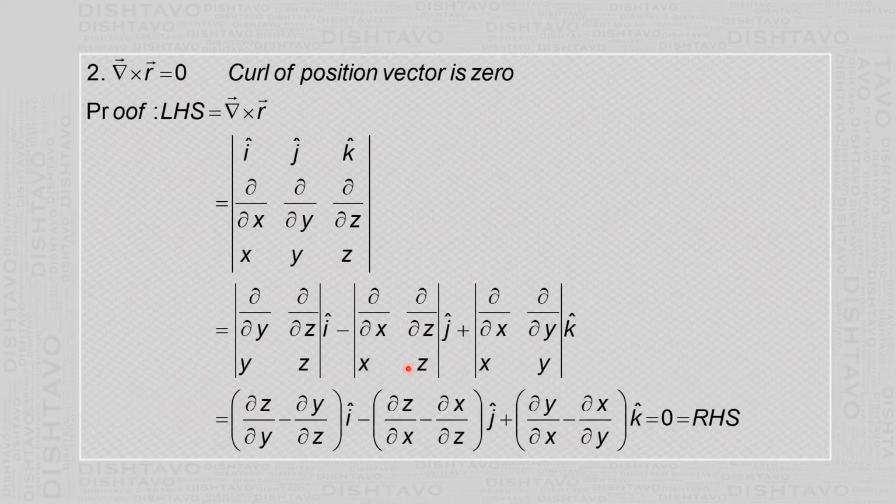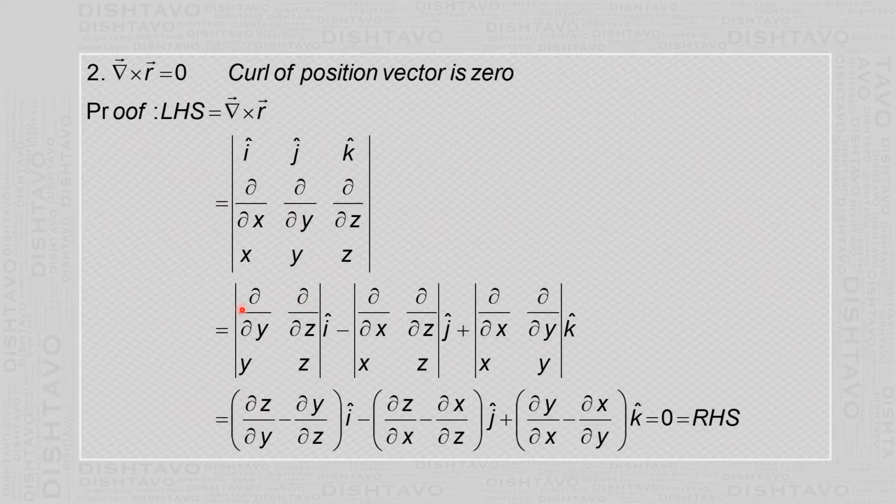Similarly, to find the 2 by 2 determinant whose multiple is k cap, cover the row and column containing k cap, and whatever remains, write in the same order in this 2 by 2 determinant. So its first row is dou by dou x, dou by dou y, and the second row is x, y. Next, evaluate each of these 2 by 2 determinants. To evaluate a 2 by 2 determinant, go from left to right.